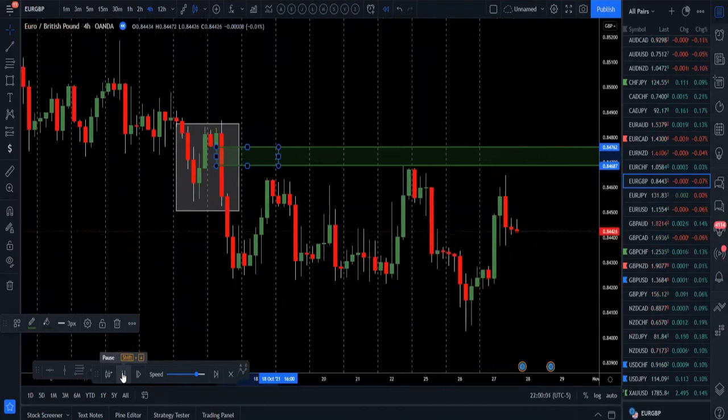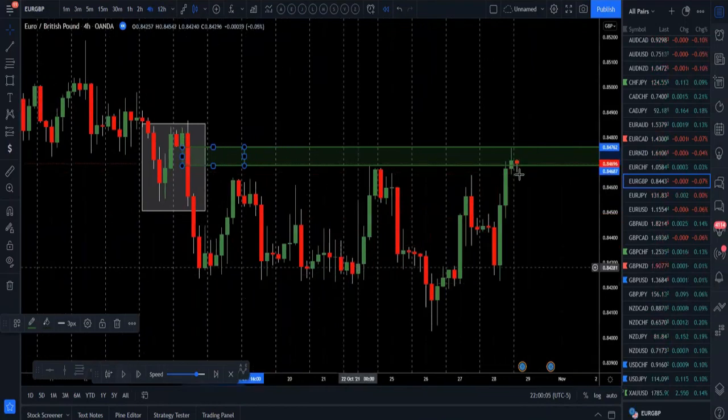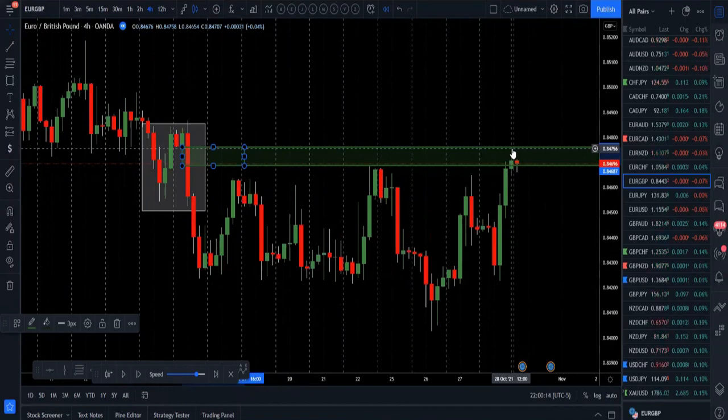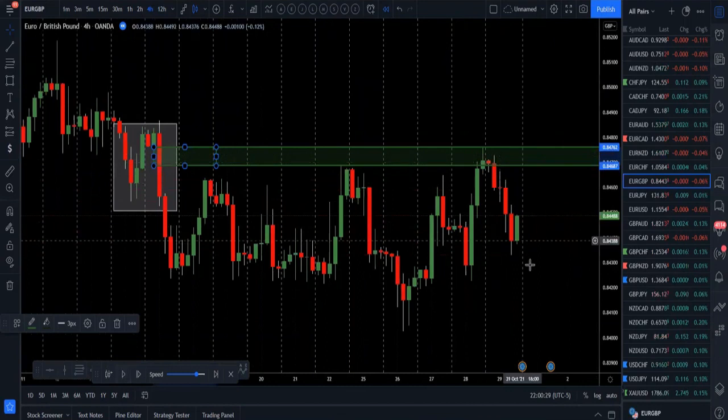But now the market wants to come back to that imbalance. And there, right to the pip, it hits that imbalance, because the market makers don't leave money on the table. And when the market makers see that there's money on the table, they're going to come back and take it. But you can use this to your advantage to find accurate trades. So right after that has been balanced, it has a straight movement back down. That would have been a great trade.